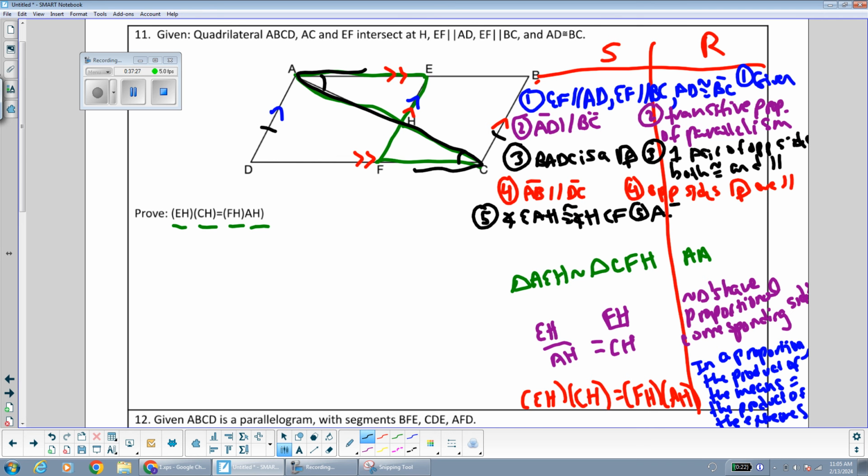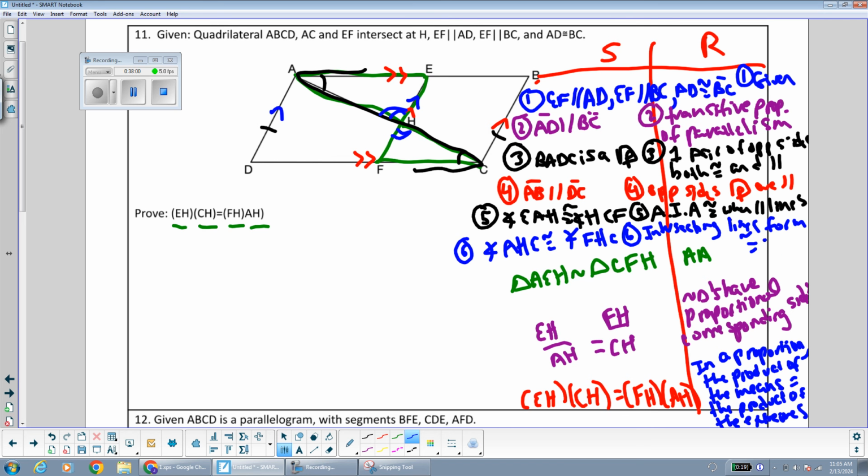I'm going to abbreviate because I'm running out of space. Alternate interior angles are congruent when parallel lines are cut by a transversal. Sorry for the abbreviations here. And then finally, we also have our congruent vertical angles. I'm going to put that over here. Angle AHE is congruent to angle FHC. Intersecting lines form congruent vertical angles.